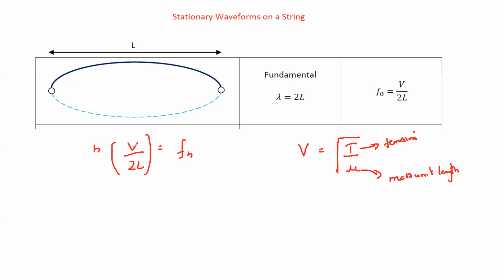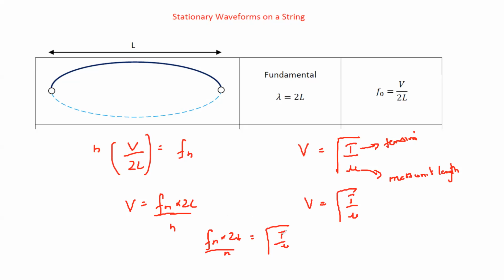So when we compare the two equations, simplifying for V, V equals Fn into 2L divided by N. And here V equals the square root of T divided by mu. So when we compare the two equations, we can say Fn into 2L divided by N is equal to the square root of T divided by mu. Further simplifying the equation, we can say Fn equals N times the square root of T divided by mu, over 2L. So this is also a formula to calculate a frequency.